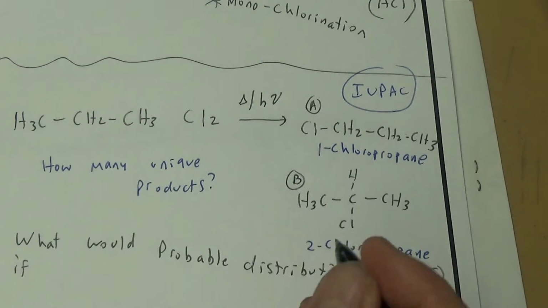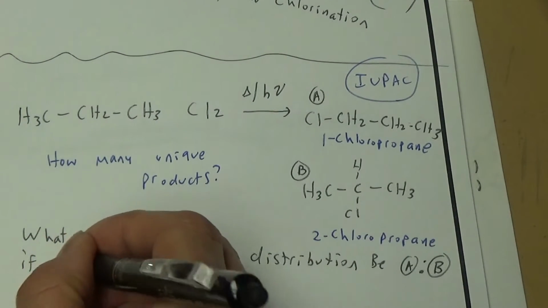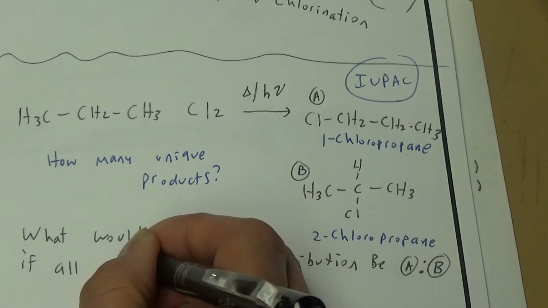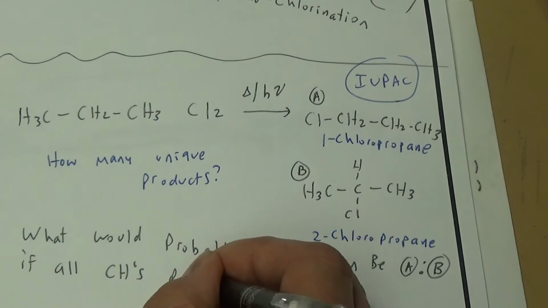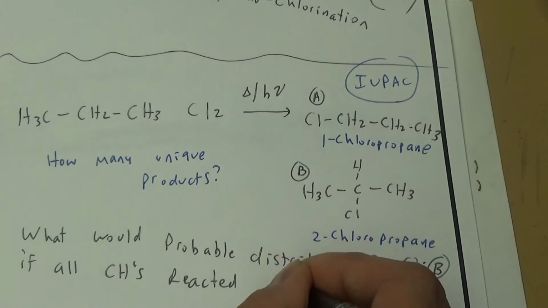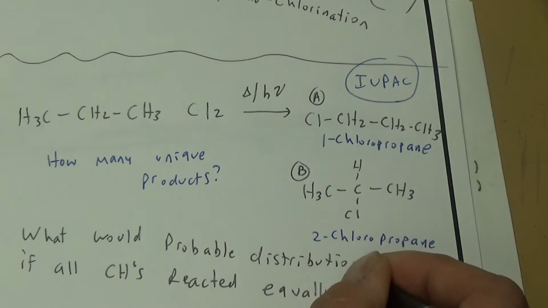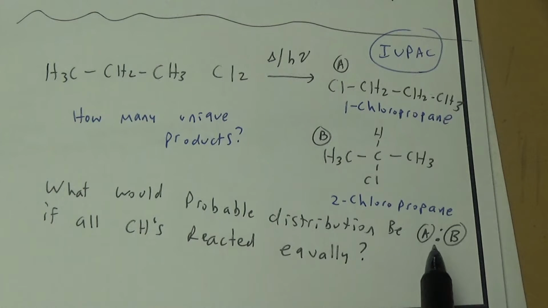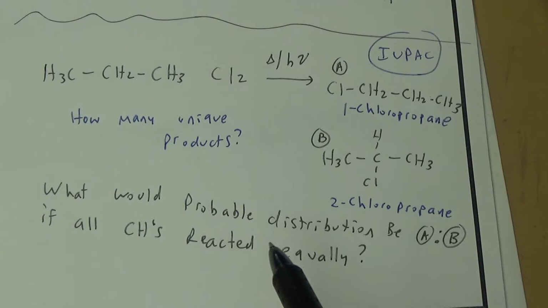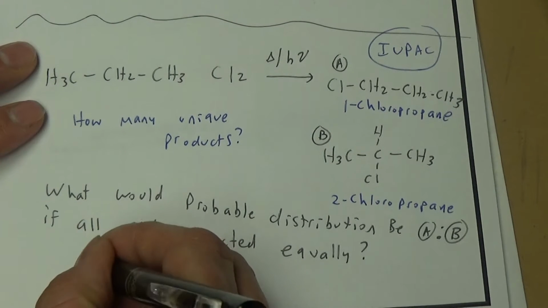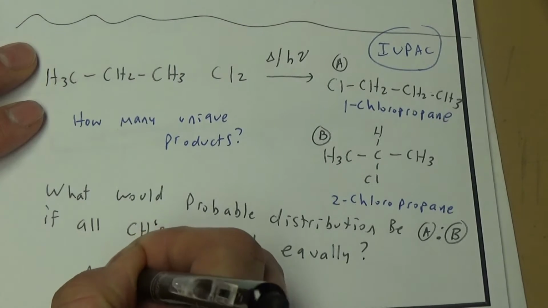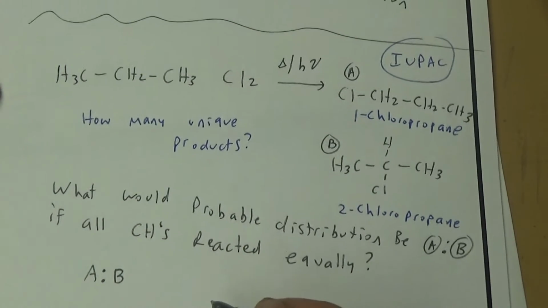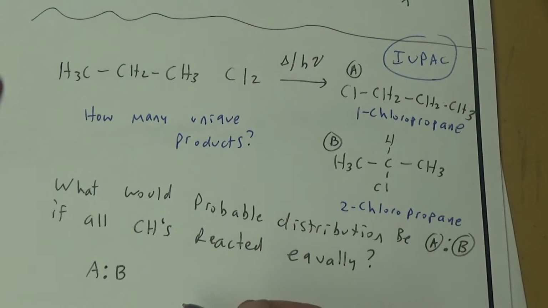If all CHs reacted equally. Does that make sense, what I'm asking? What would the probable distribution of A to B be if all of the CHs reacted equally? All right? And the answer would be that A to B is what? You have to announce it through YouTube to me.